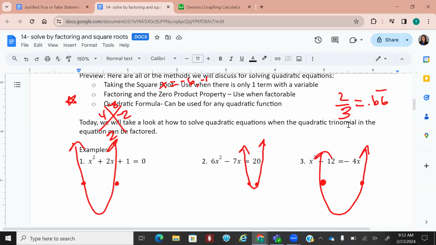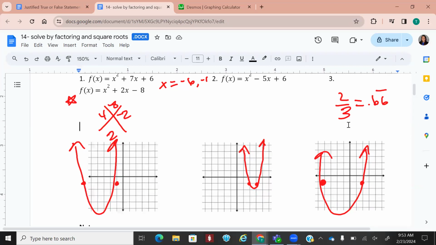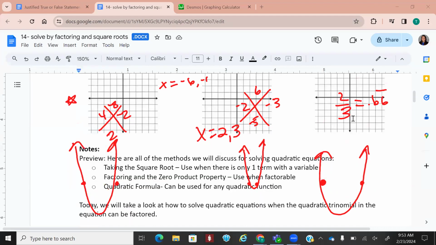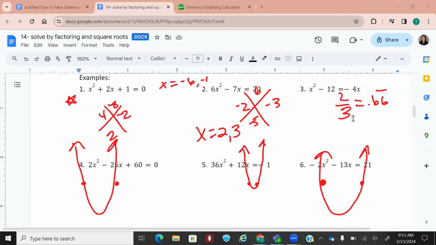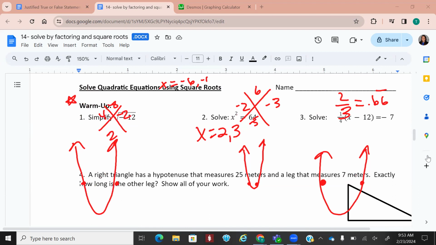Yes, ma'am. No, because when we factor on 2, we would have gotten 6 and negative 5. That would have been negative 2, negative 3. And then when we solve, that would be x equals 2 and 3. Yeah. Okay. Go ahead. Flip the page.